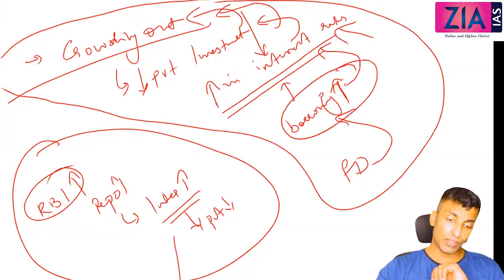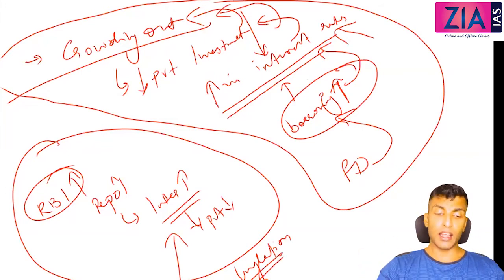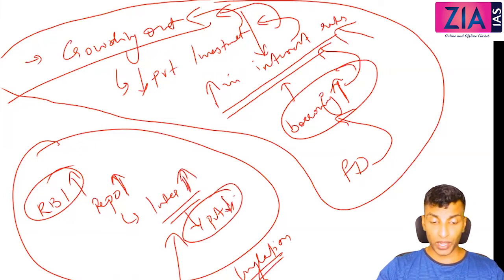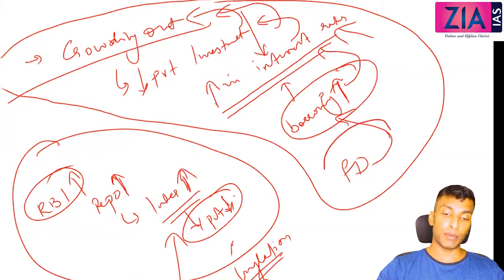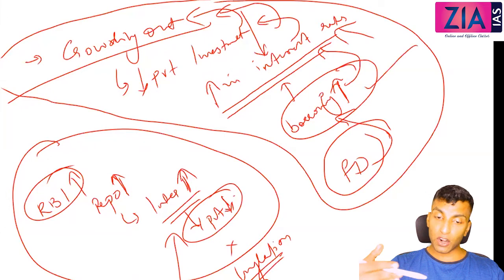Here I have discussed that inflation is there simply because of the demand supply equation. RBI increases repo, so obviously interest rate will increase and private investment will come down. This is not crowding out. Crowding out is when I am discussing from the perspective of government borrowing increasing, the interest rate is increasing, and private investment comes down.